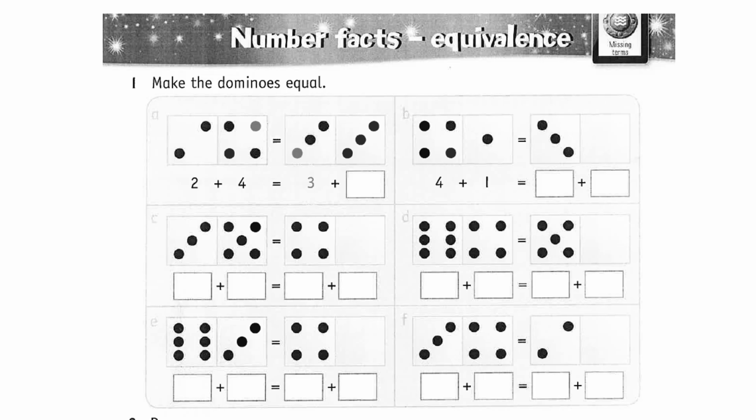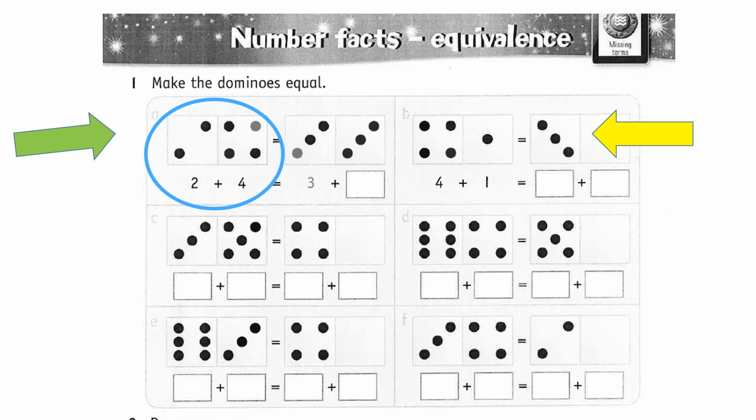Now let's have a look at our activities for today. Today we're going to be looking at number facts and making them equal. We need to make the dominoes equal in each of these sums. In the first sum we have 2 and 4. 2 plus 4 makes the number 6. We need to make the second side the same or equal as the first side. So we have 2 plus 4 equals 6, or we can write 6 as 3 plus 3. We need to fill in the number 3.